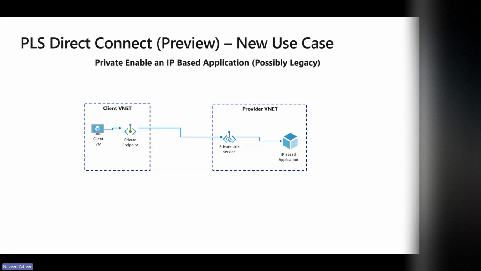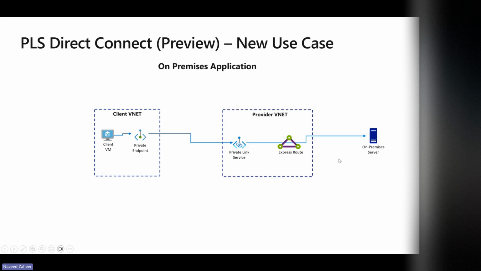The second use case that I want to talk about, which I briefly discussed, is that you have an on-prem service or server running a certain service. It has an IP, and you can access that IP from your provider VNet through ExpressRoute.